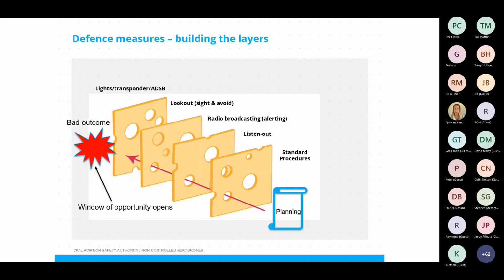with holes in them that represent different layers of a complex system, and those holes are the imperfections in each of the layers of a system, because no system is perfect, and as you can see there, each layer can be represented by a defense, if you like, to guard against the problem of a bad outcome, particularly around the circuit area, a busy circuit area.